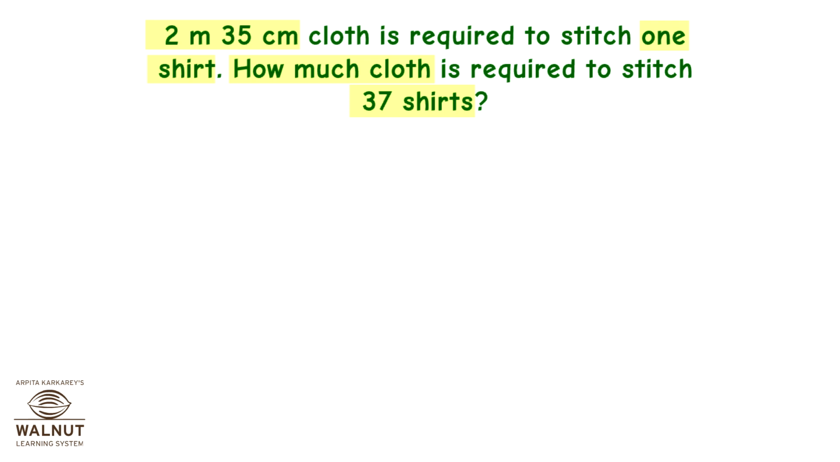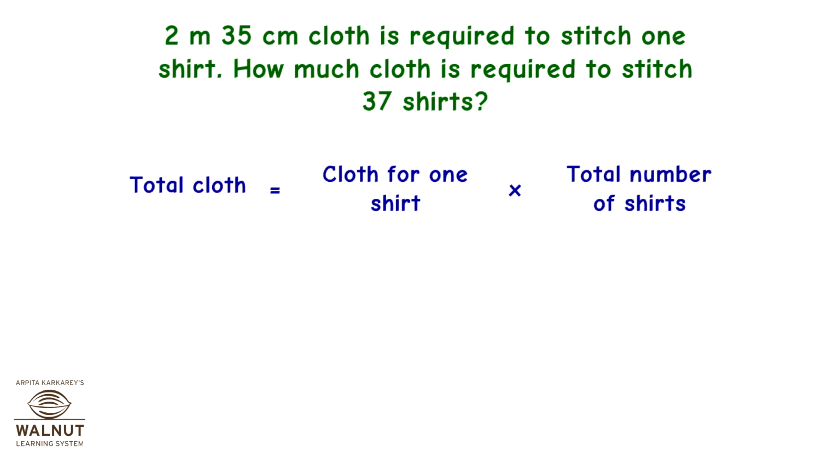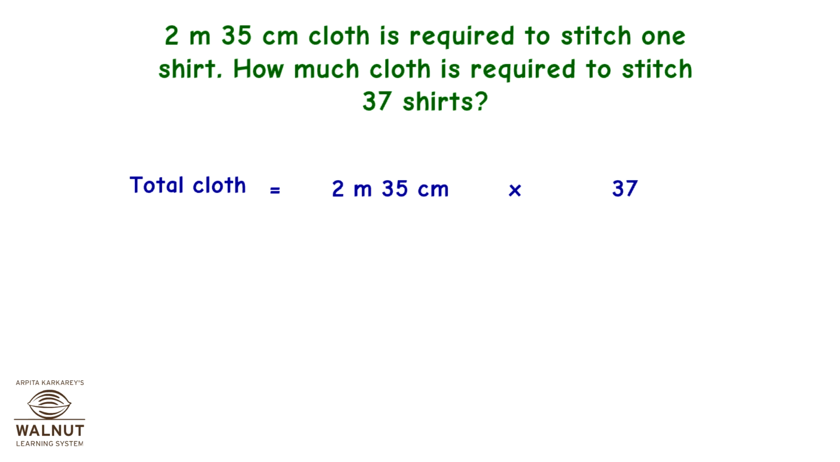We know the cloth for one shirt and we have to find the cloth for many shirts. This is obviously a multiplication problem. So the total cloth needed is the cloth for one shirt multiplied by the number of shirts. The cloth for one shirt is 2 meters and 35 centimeters. There are 37 shirts. We now have to multiply. This is what we already know how to do.